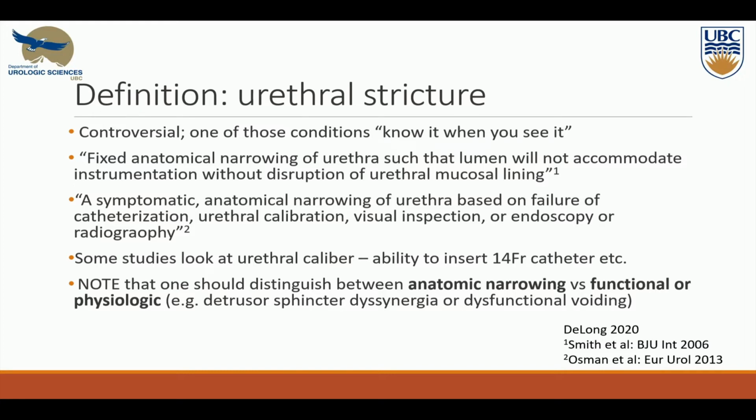Other definitions are essentially failure of catheterization or calibration of the urethra, perhaps the appearance on visual inspection, endoscopy, or radiography. Some studies looked at the ability to insert a 14 French catheter as the definition of stricture disease. One thing that is important when considering urethral stricture disease is certainly distinguishing between the actual stricture itself, which is an anatomic narrowing, versus a functional or physiologic obstruction from DSD in patients with neurogenic bladder or dysfunctional voiding.